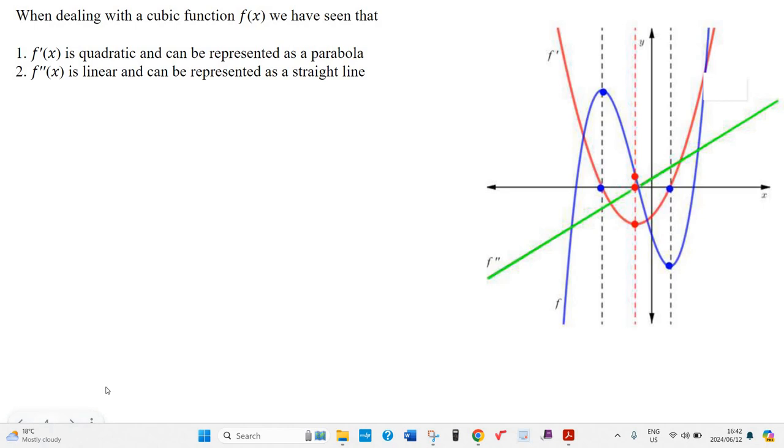Now we're going to put the first derivative, the second derivative, and the function all on the same graph and put it together. So let's just take a look at this. Well, what do we have? The blue one is the cubic function. The red one is the derivative. And the green one is the second derivative, the graph of the second derivative. There's a cubic, quadratic, and linear.